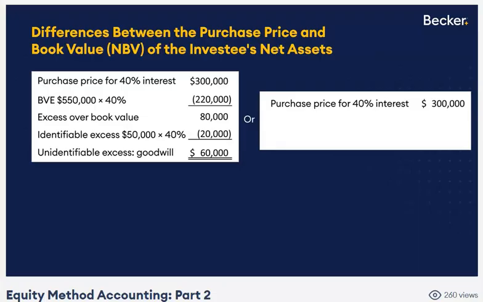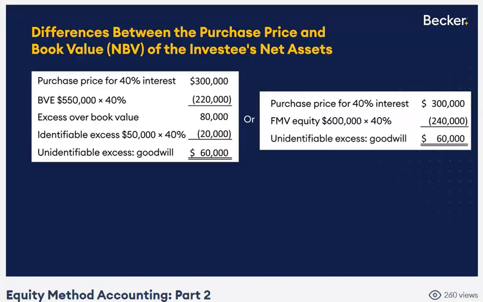Take your price paid of 40% for the 40% stake, $300,000, but subtract from that the fair market value of the identifiable equity times the percentage you bought. The fair market value of the identifiable equity was $600,000. Well, we bought 40% of the company. You would have thought we would have paid $240. Why did you pay $300? I don't know. That unidentifiable portion, what do we call that? Goodwill embedded within the purchase price.